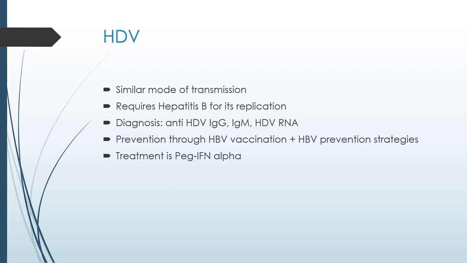Mode of transmission for hepatitis D is similar to the mode of transmission of hepatitis B. Hepatitis D virus requires hepatitis B for its replication. Diagnosis is done through positive anti-HDV IgG and IgM antibodies and HDV RNA levels. Prevention is through hepatitis B vaccination and hepatitis B prevention strategies. Treatment is done with pegylated interferon alpha.